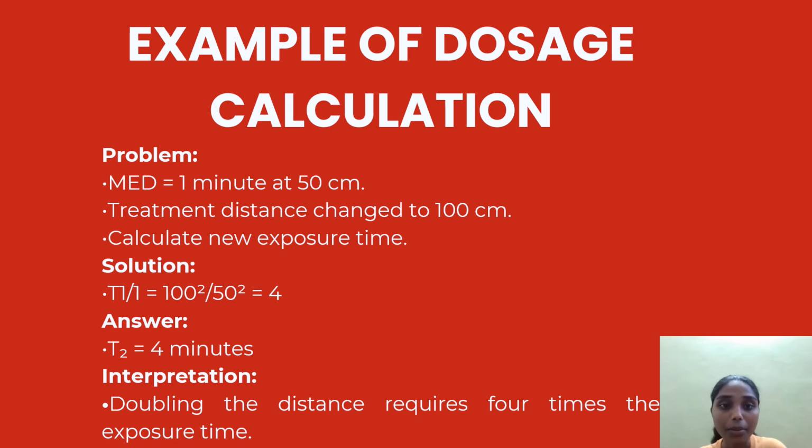The example of dosage calculation. Problem: MED is equal to 1 minute at 50 centimeters. The treatment distance changes to 100 centimeters. Calculate the new exposure time. Solution: T1 by 1 is equal to 100 square, as mentioned in the PPT.